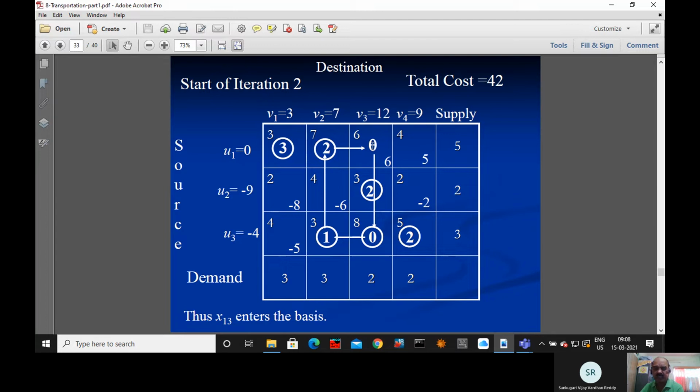Theta is plus theta, then minus theta, 2 is minus theta, then 1 is plus theta, then 0, so it is minus theta. So something like plus theta, minus theta, plus theta, minus theta. So among this, as you know, the negative values are 2 and 0, and the minimum value is 0. So this theta is the allocated cell, so this is becoming 0 and there is no change.